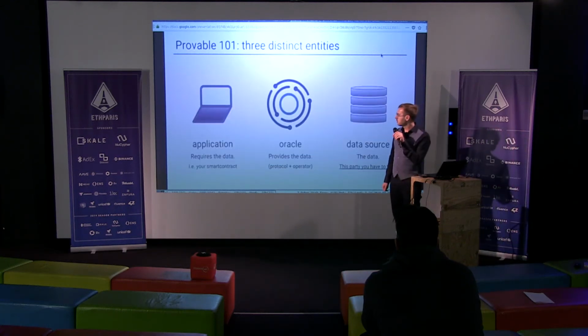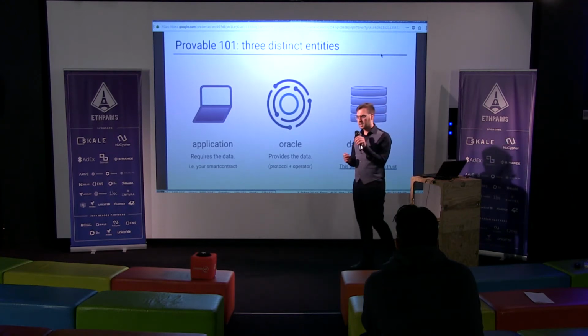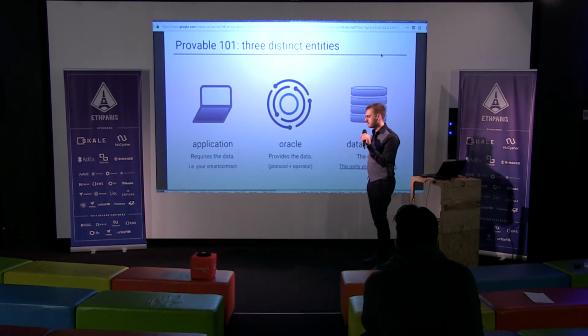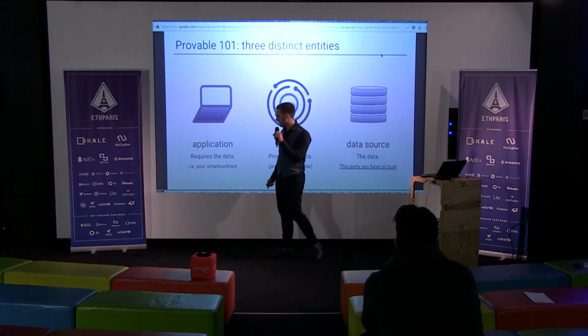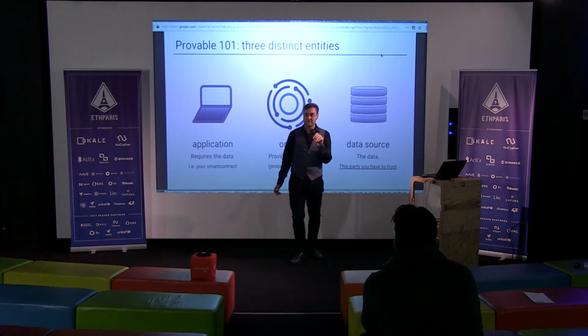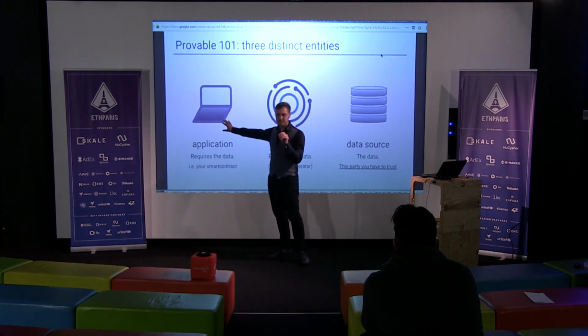So in order to keep the rest of the presentation consistent and to facilitate understanding, I think it's useful to define the main entities with just 3 simple names. One is the application. In the blockchain space, we typically call it a dApp or a smart contract. It depends, but this is basically your piece of code that is in need of data.